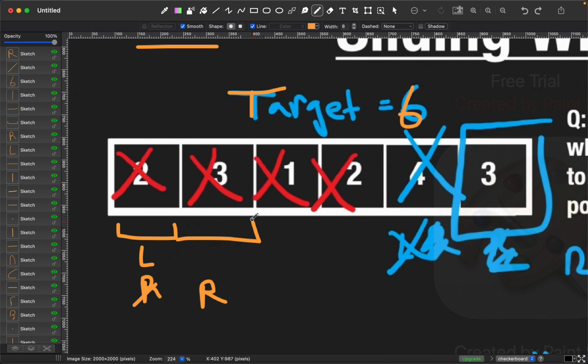So we've got to increment our R by 1. And now our sliding window has become this. Add them up. Is this 6? Nope. It's by 1.